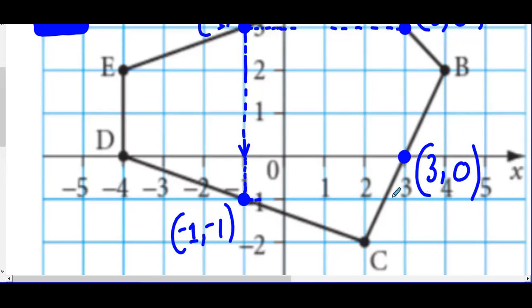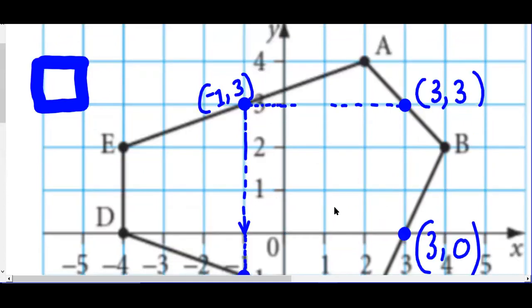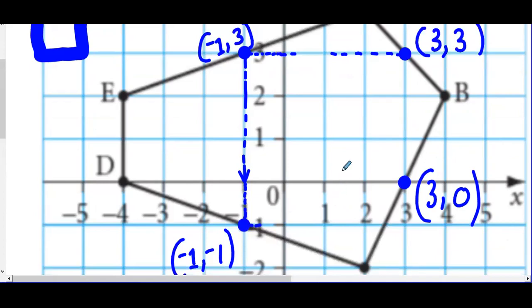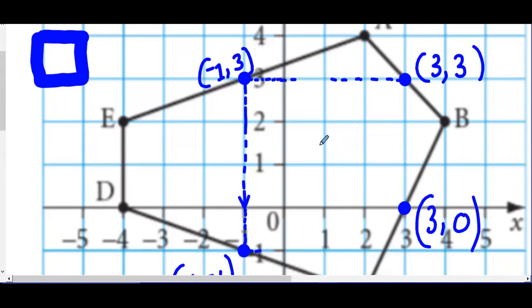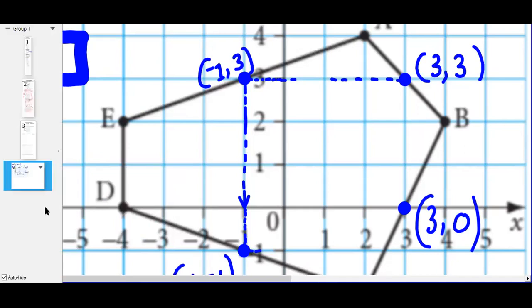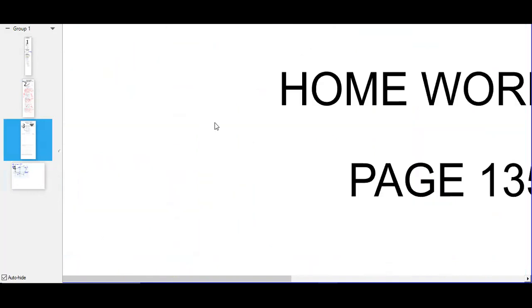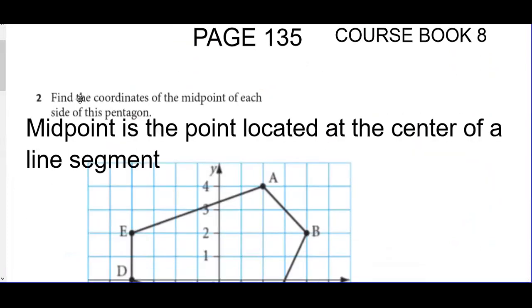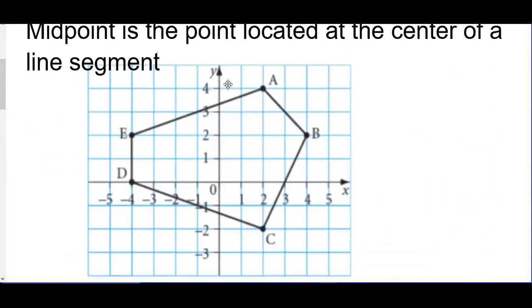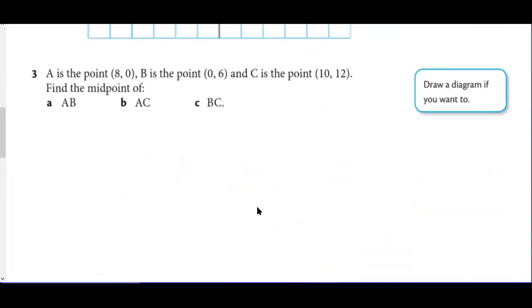I hope you have understood how to find the midpoint by using a graph paper, or from the grid. If you have understood that, now let me move to the next question. The next question is this one. Find the coordinates of the midpoint of each side of this pentagon. We have done that with the midpoint. All right.